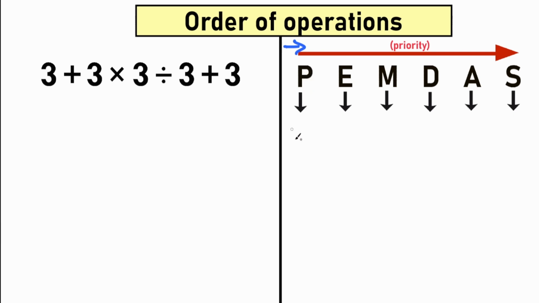P stands for parentheses. So we are talking about this type of brackets, or this type of squiggly brackets. In terms of PEMDAS, we are talking about grouping symbols, so the highest priority has the grouping symbols. The next thing is exponent. Okay, we're talking about powers.